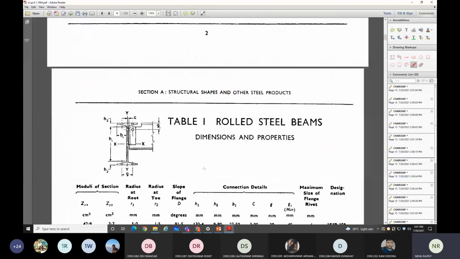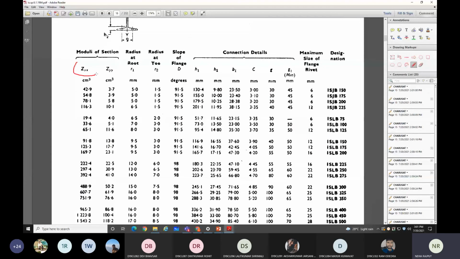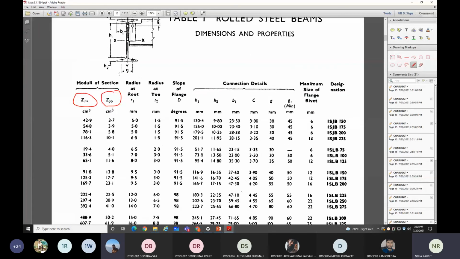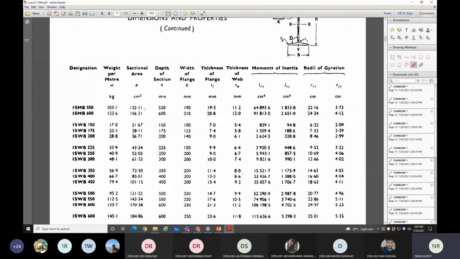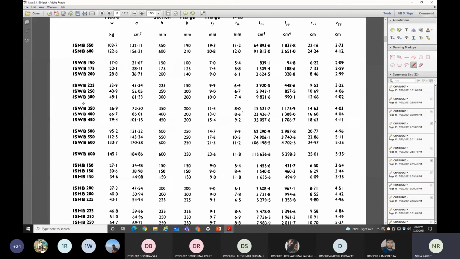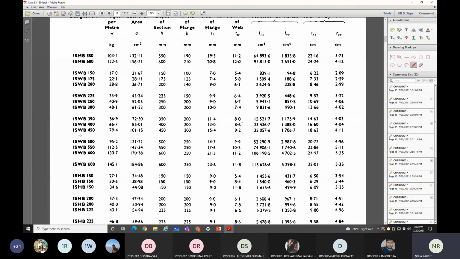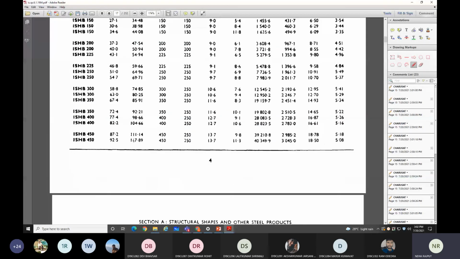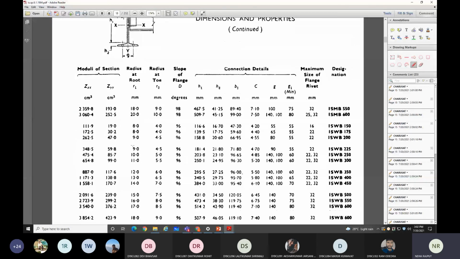The continued part you can see over here, modulus of section. आया था आपको स्ट्रेंथ ऑफ मटेरियल में Z वैल्यू मॉड्यूलस ऑफ सेक्शन की, है ना? So all these things are given in this table, right? Then ISWB, this ISWB means Indian Standard Wide Flange Beam. So these are the names of the I section, different I sections.